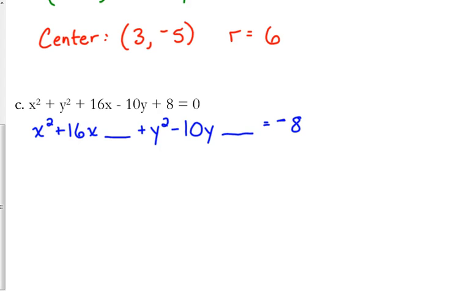Complete the square for the x's, complete the square for the y's. 16 divided by 2 is 8, squared is 64. Don't forget to add it to the other side. Negative 10 divided by 2 is negative 5. Negative 5 squared is 25. Don't forget to add it to the other side as well.